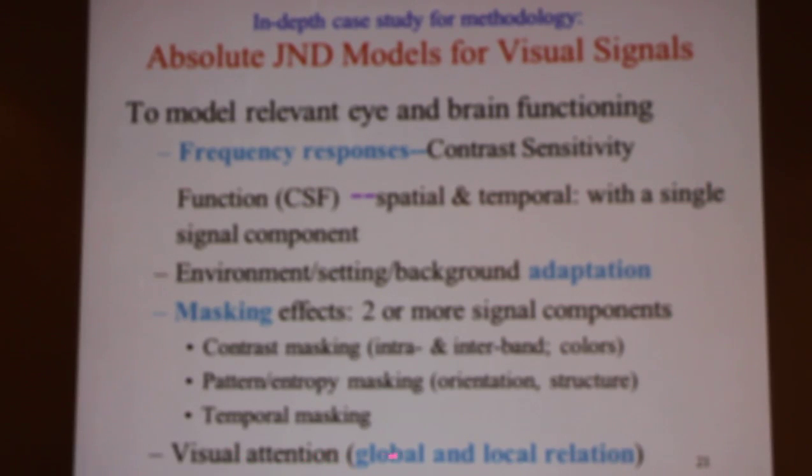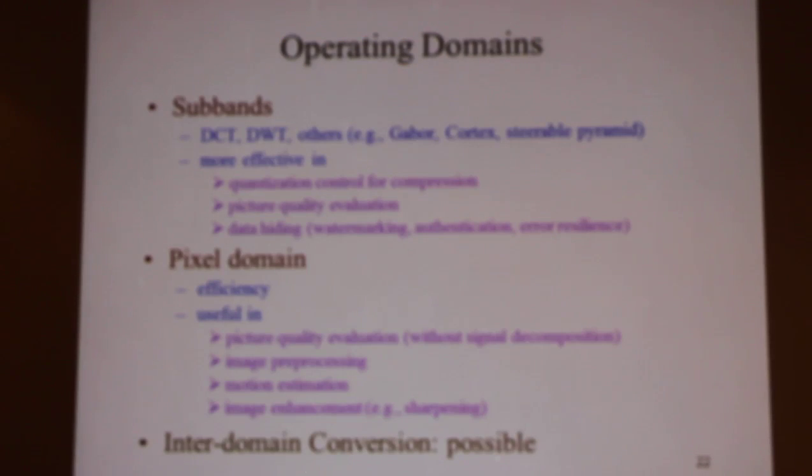Okay, then we can do a visual attention model because this takes care of the global and local relations. Right. Okay, we will talk about this in more detail. In the operating domain, we can do it in the subband domain, or we can do it in the pixel domain. Why do we do it this way? Because for some applications it is more convenient to use the pixel domain, and for some applications it is more convenient to use the subband domain. Of course, there are relations between these two domains for JND, because they belong to the same process and same mechanism.